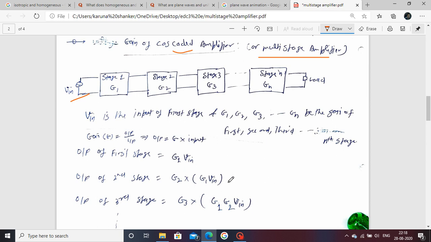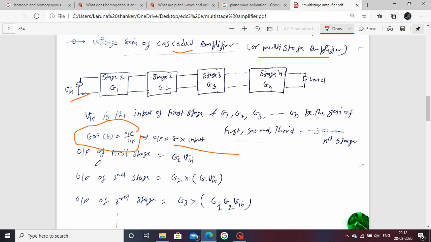amplifier. This shows the AC input as V in, and G1, G2 as the gains of the stages. This shows the output of the first stage. If we calculate the output of the first stage, you see the relation: gain is output upon input. Rearranging this, output is equal to gain multiplied by input.